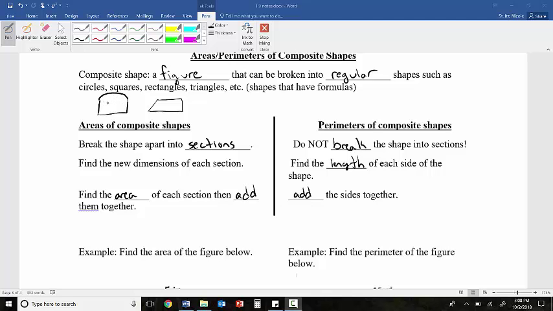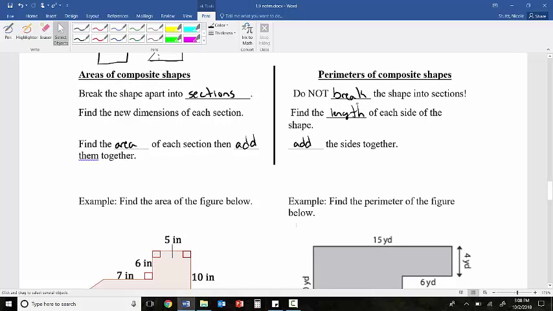So for example, this is kind of a weird shape. This is not a recognizable shape, but you can see that you can break it apart into a half circle and a rectangle. And for this one, you could break it into a triangle and a rectangle, and those do have formulas. So that's how we work with composite shapes.